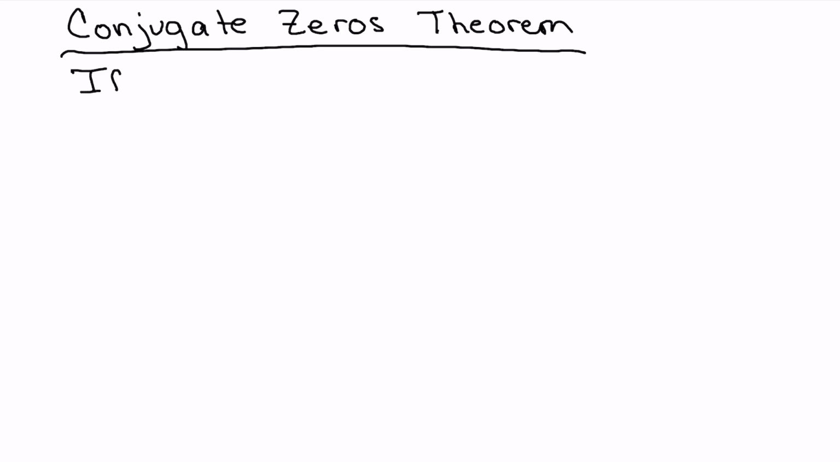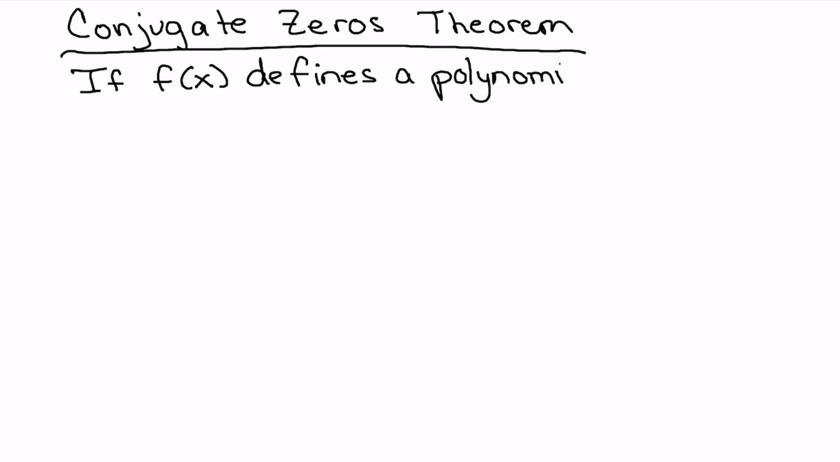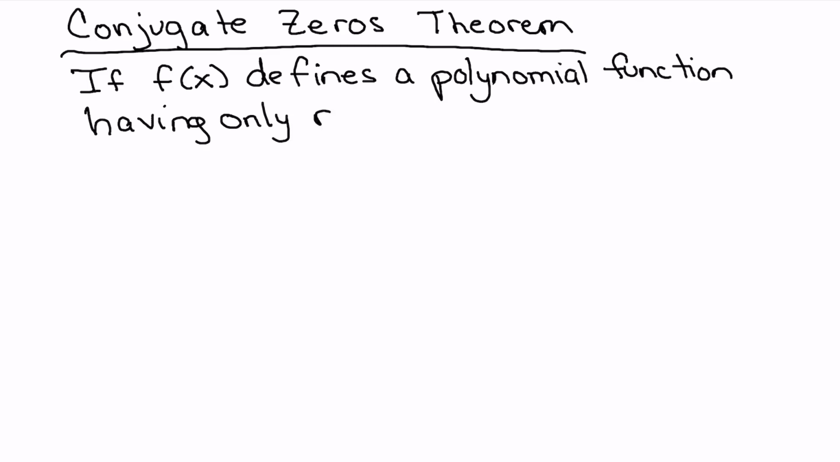If f of x defines a polynomial function having only real coefficients, so we're dealing with the coefficients being real only. You can have polynomial functions where you have coefficients that are non-real, complex non-real, but this is limited to real coefficients right now.